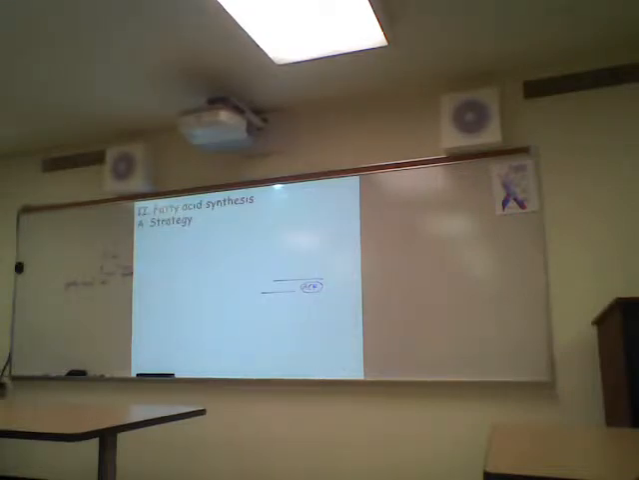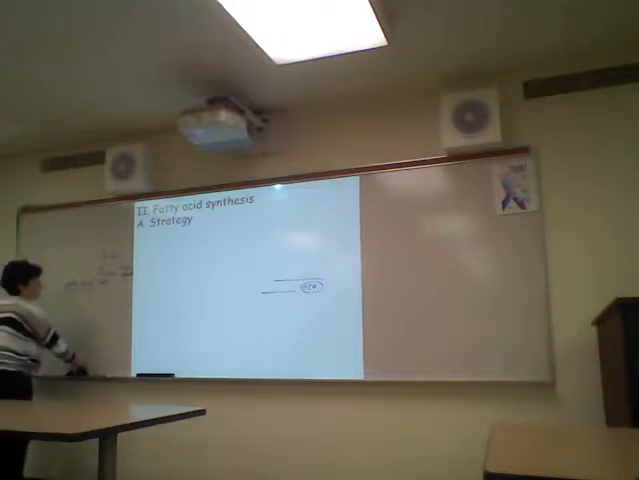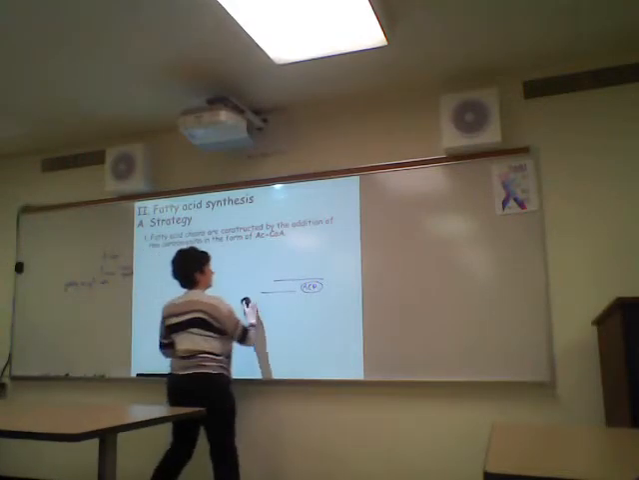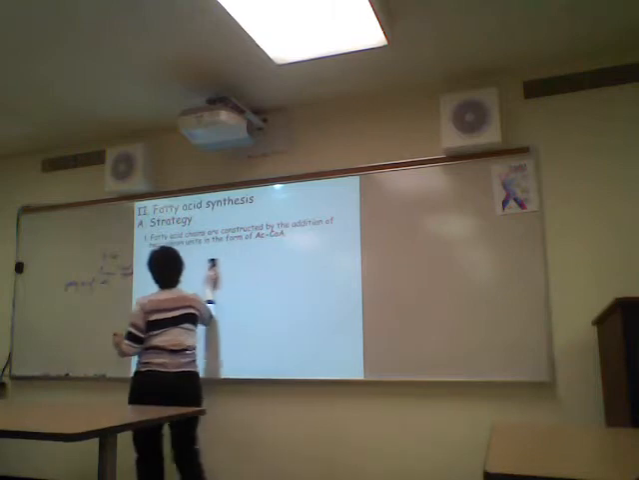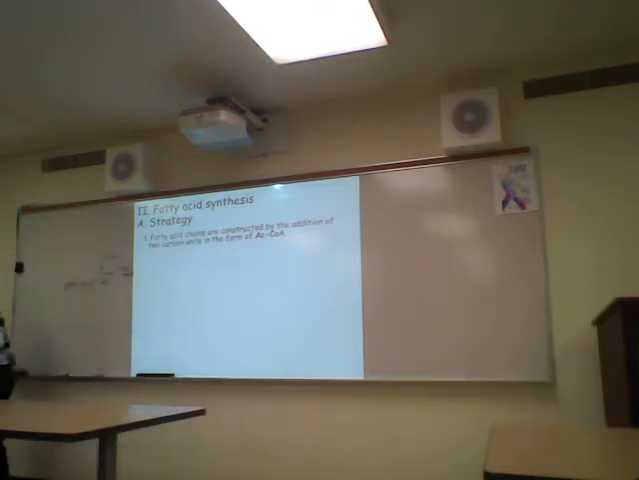So the strategy for doing a fatty acid synthesis is we need to put together the two-component raw material, and the two-component raw material is going to be in the form of the acetyl-CoA. So that's why we're going to be able to get even-numbered fatty acids as we synthesize them. So if we're making a C16, we're going to need 8 acetyl-CoAs.